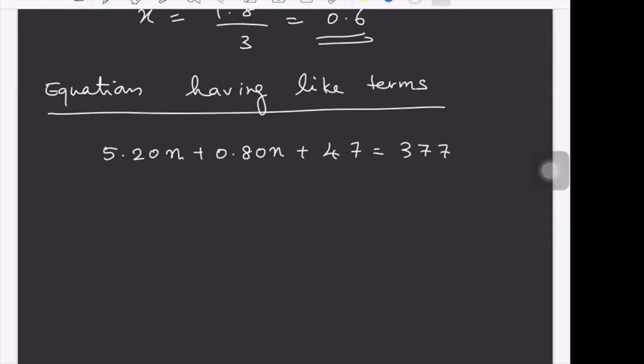Yeah, combine the like terms. Please combine the like terms and tell me what the answer is. Oh, that's very cool, Anjali.